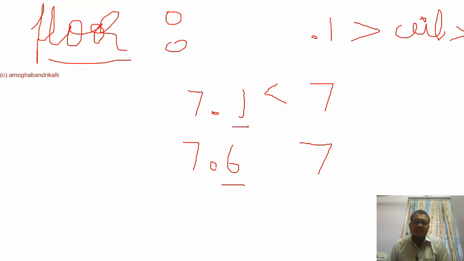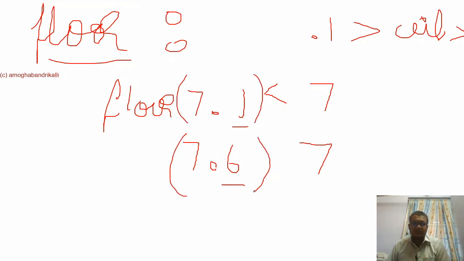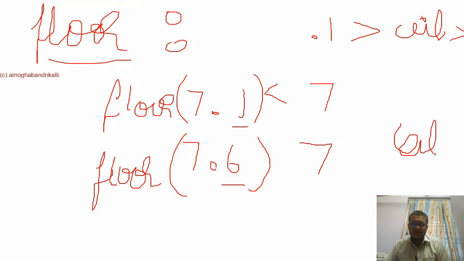So whatever decimal point comes into the picture, it will not round off to the next integer. It will be rounding off to its lesser integer. So this is a floor operation. The difference between floor and ceil is that if any decimal point is given, ceil rounds off to the next largest integer, whereas floor rounds off to the lesser integer.